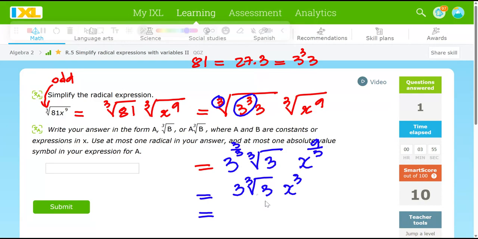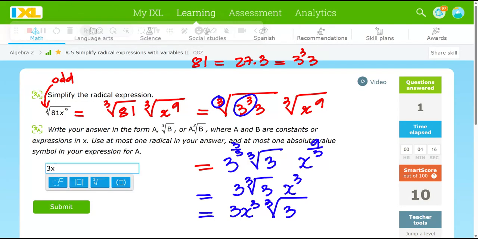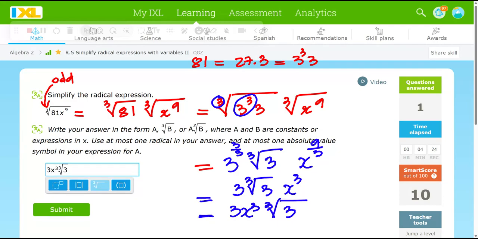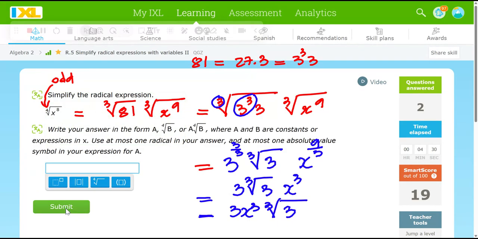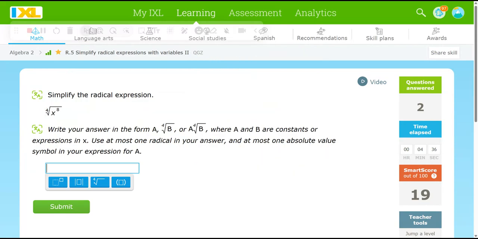So now, normally you put the root in the back. So I put 3 and then x cubed in the front. And then you put cube root of 3 in the back. Okay? So here we go. So let's put it in. 3x to the third. Move your cursor down. This is cube root. Alright? With number 3. Okay, so I submit, I should be correct. So make sure if it's cube root, it stays cube root. Alright? Alright, next one over here.